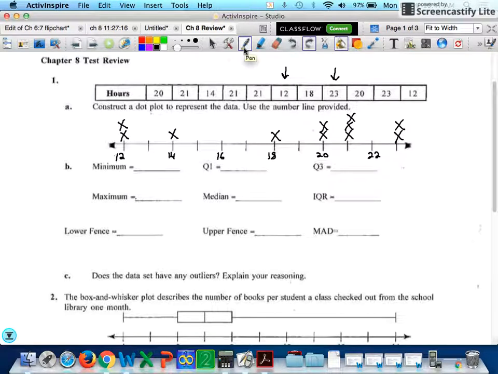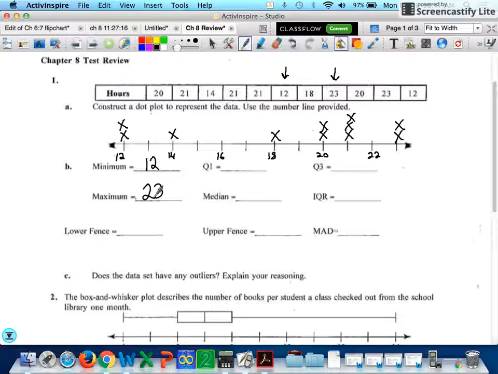Now it asks me some questions about that. A lot of these you can answer right from the get-go, but others you're going to need your calculator to find your 5-number summary. Okay, I know my minimum was 12. I already talked about that. I already know my maximum is 23. I use those to help form my number line, but I need the rest for my 5-number summary.